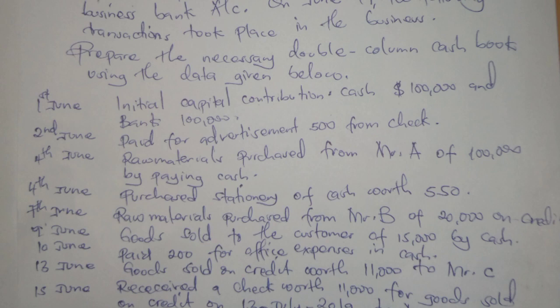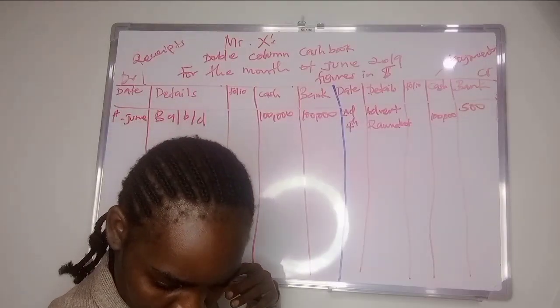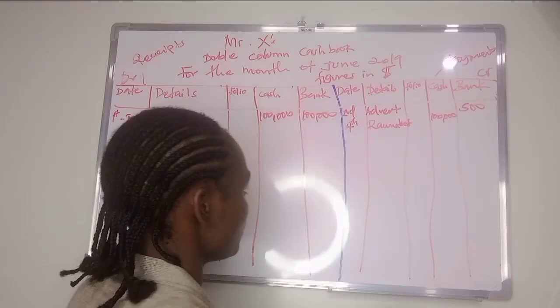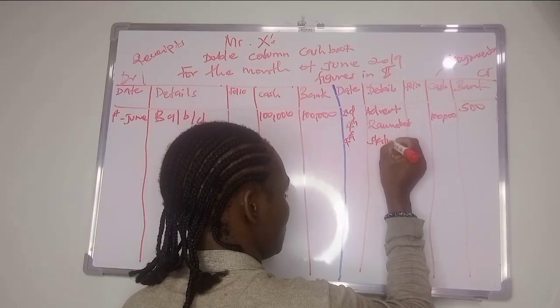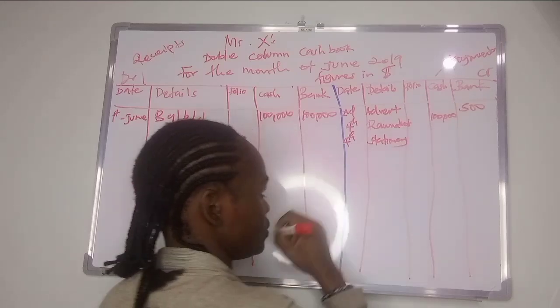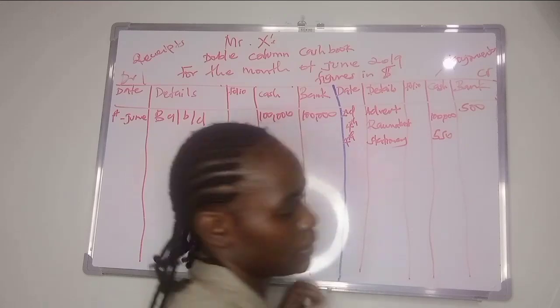Then another transaction is purchased stationery of cash 550. Stationery using cash, so it is a payment. We put it this side. What's the date? Still 4th. Stationery by cash 550. So we put it under the cash column.